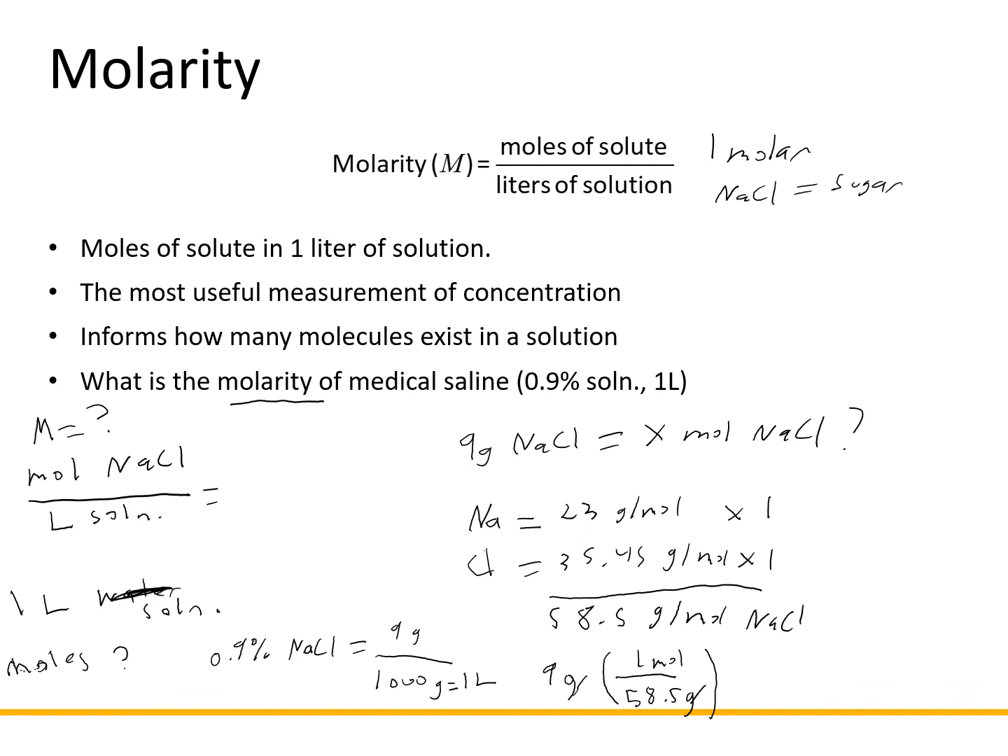You multiply 9, and then you divide it by 58.5. And this is going to be, I believe, 0.15. 9 divided by 58.5, okay, yeah, about 0.15 moles. We're almost done. This is what we were looking for. Equals 0.15 moles.